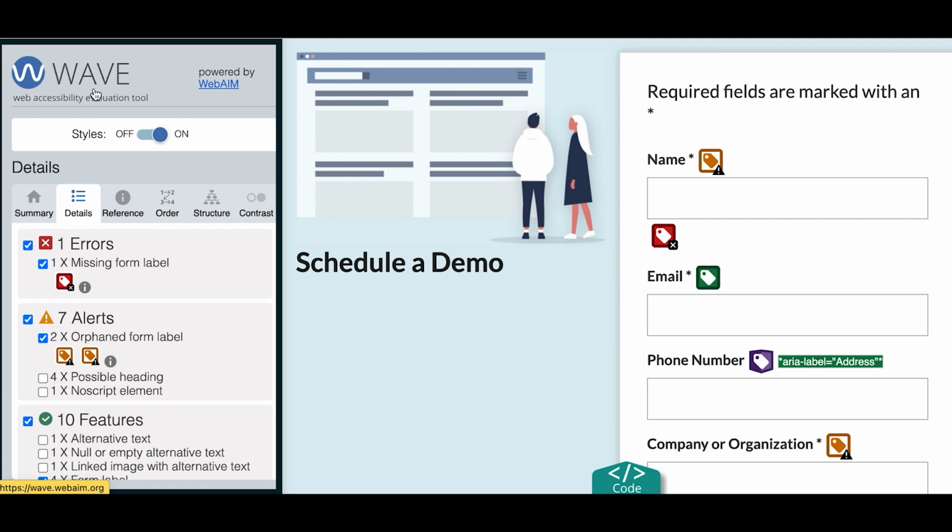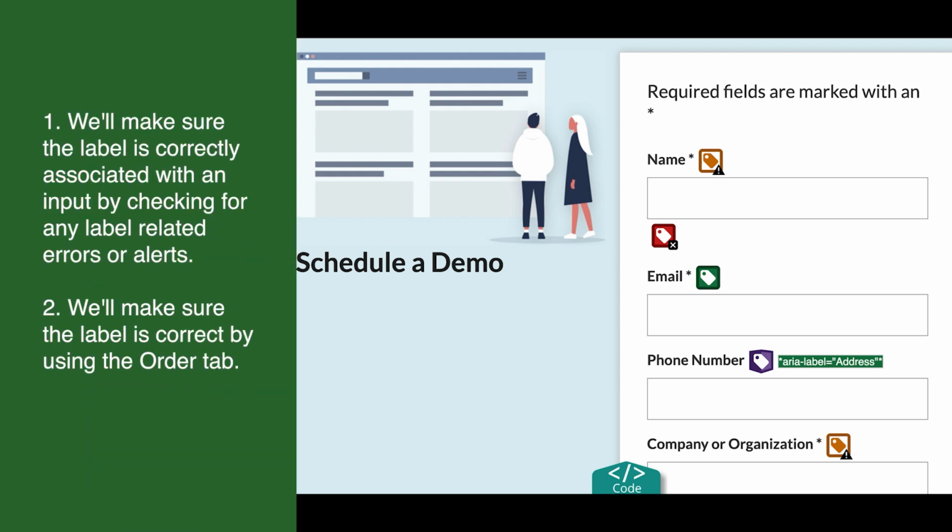Use the Wave extension to review the impact of labeled or unlabeled form inputs. We'll check two things. First, we'll make sure the label is correctly associated with an input by checking for any label-related errors or alerts. Next, we'll make sure the label is correct by using the Order tab.